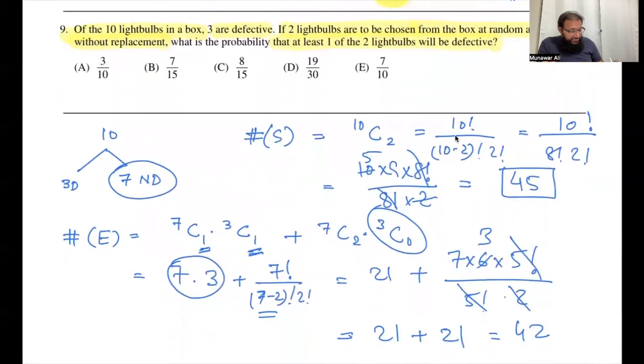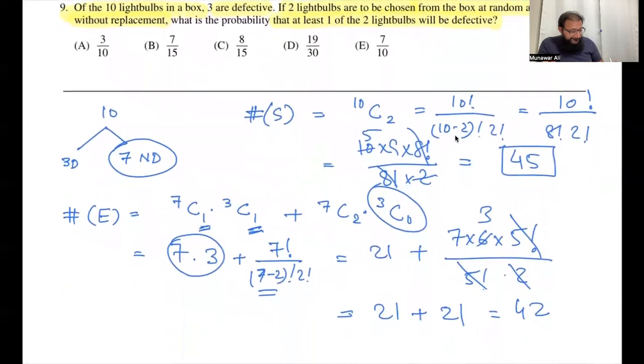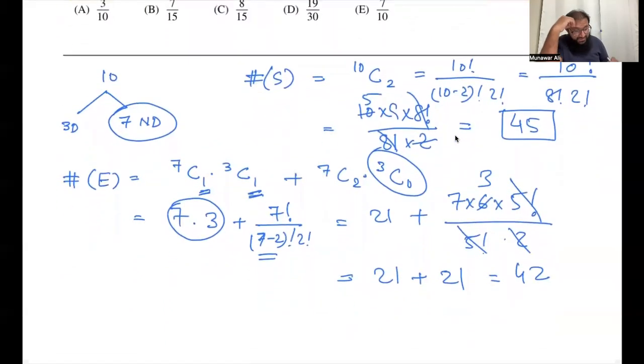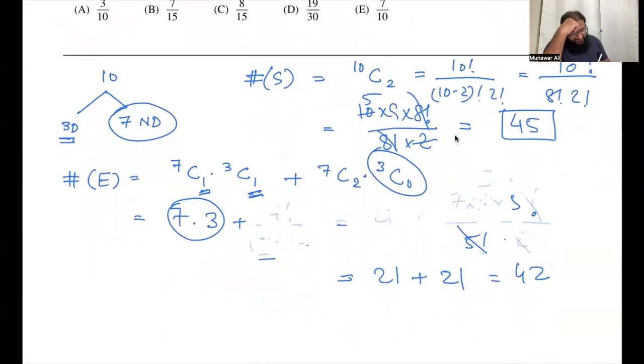What is the probability that at least one of the 2 light bulbs will be defective? Oh, sorry, I think I'm mistaken. Defective are 3. Wait, I have to remove this thing.